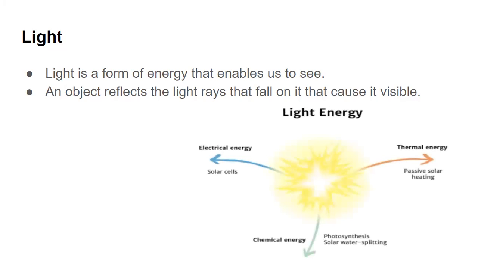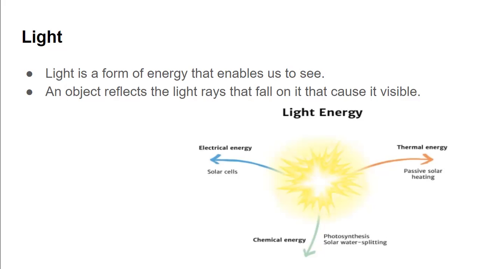How is light a form of energy? See this diagram, see this picture. Using the light energy, we can convert it into electric energy using solar cells. Using the light energy, we can convert it into thermal energy, heating energy. And next, light energy we can convert into chemical energy. For example, photosynthesis is a good example of chemical energy.